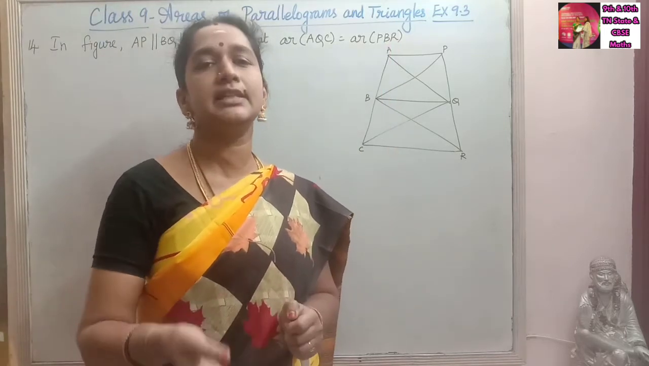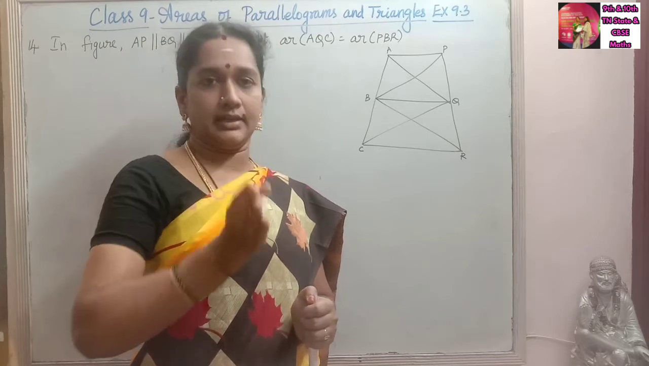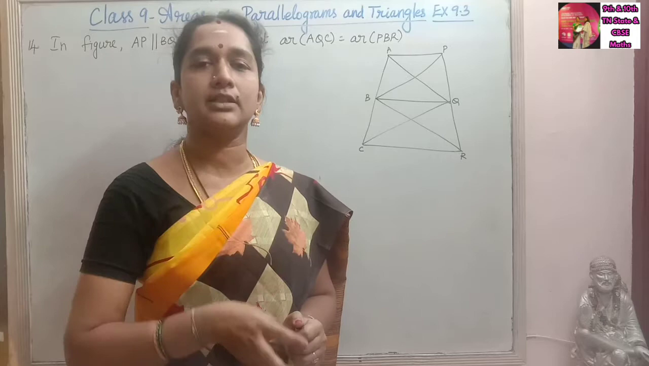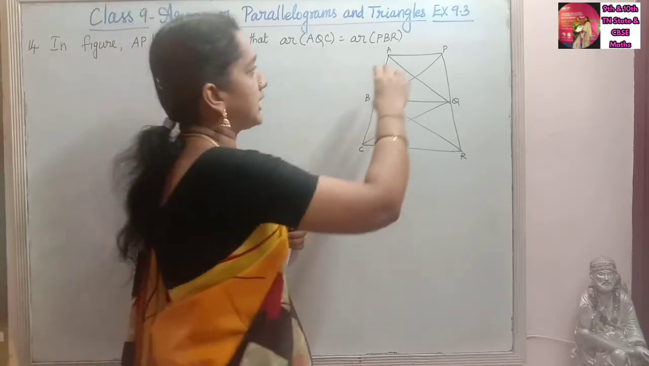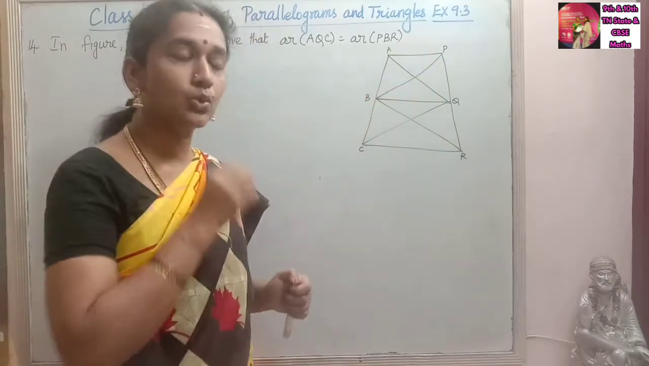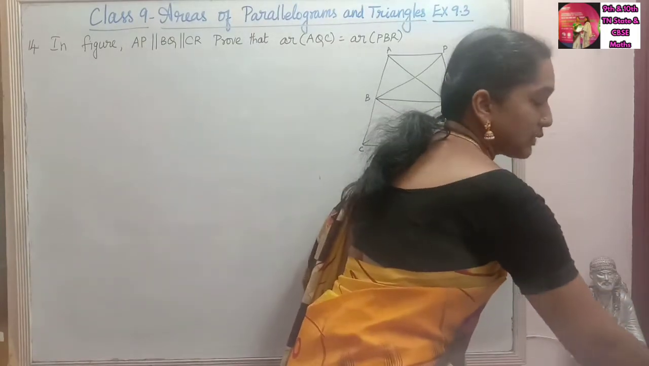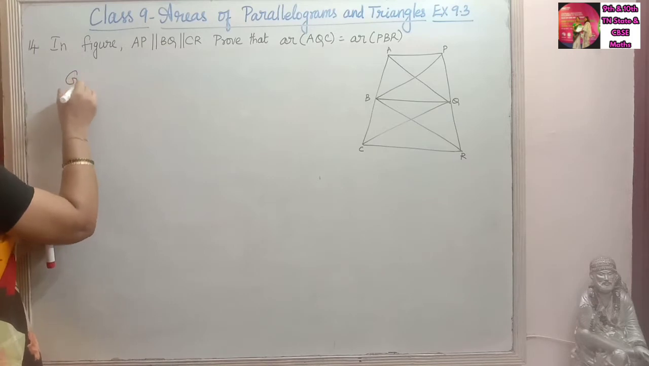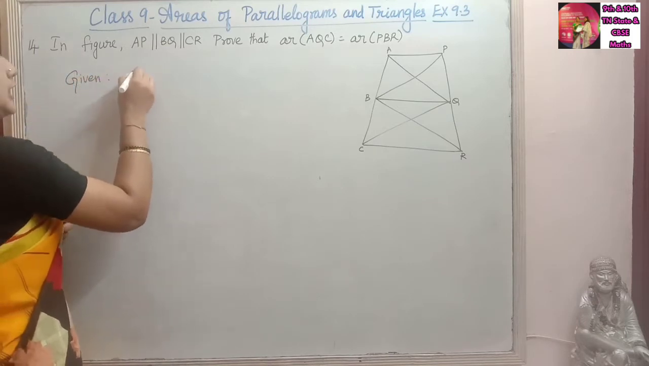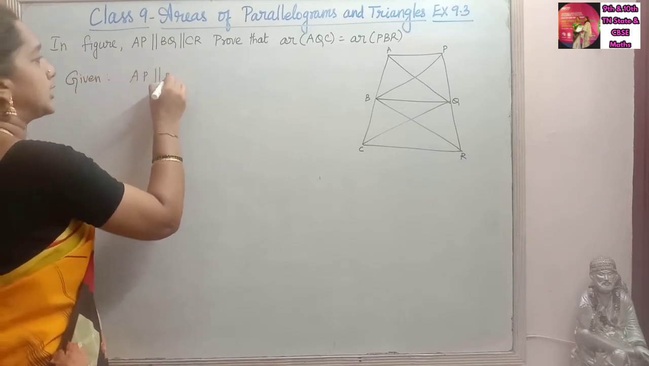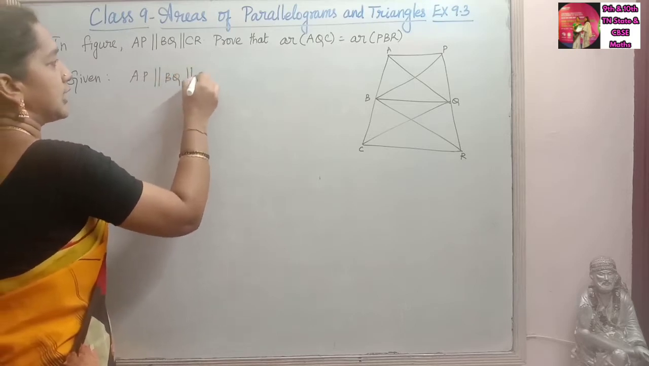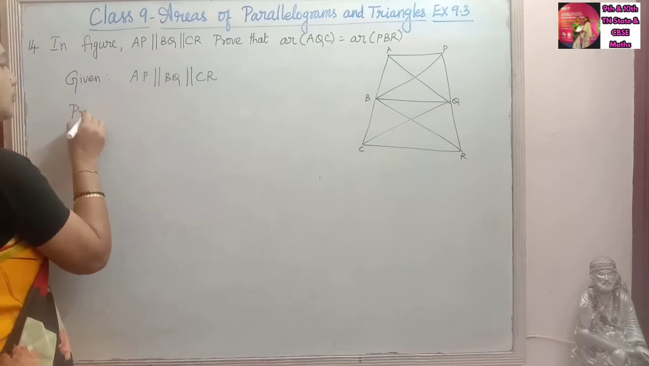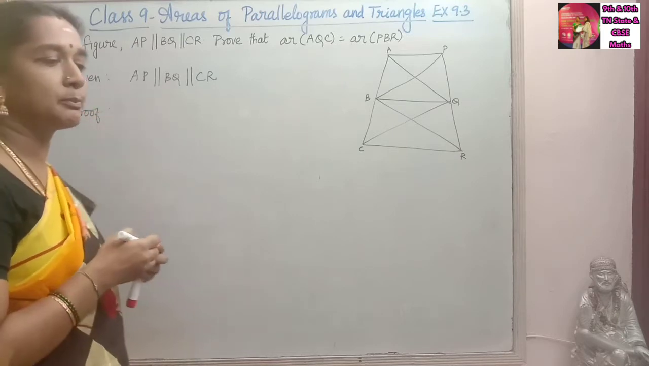So with this we can easily say that between the parallel lines and the common base, two triangles are equal in area. So first we will take AP and BQ, those parallel lines. First we will write what is given. Given AP parallel to BQ parallel to CR. So they are parallel to each other. Now we will give the proof. So how can we write the proof for this?